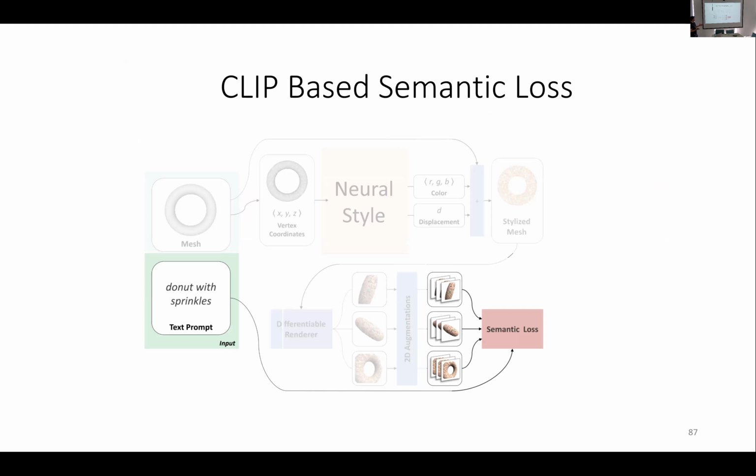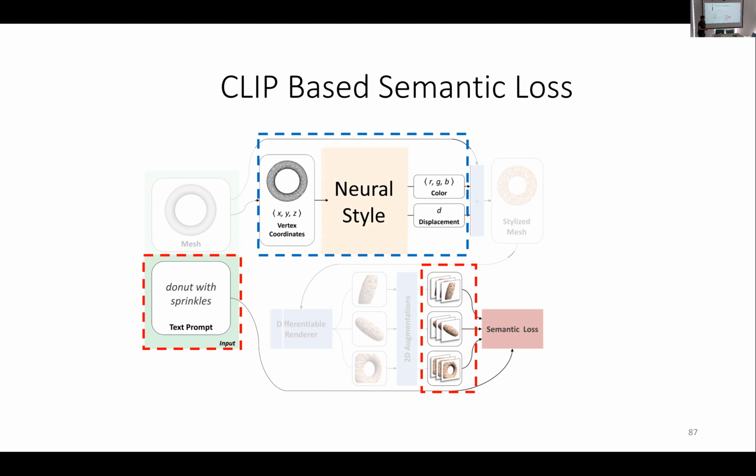Once we have this 2D representation of the 3D object, we want to compare it with the input text. The way we do that is using a semantic loss. For each of those images, we pass it through a semantic loss component that gives a high score if the image is similar to the target text and a low score otherwise. By using this loss, we can improve the weights of the neural field to give us a better style.